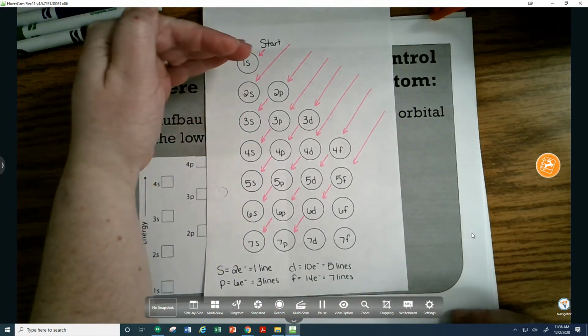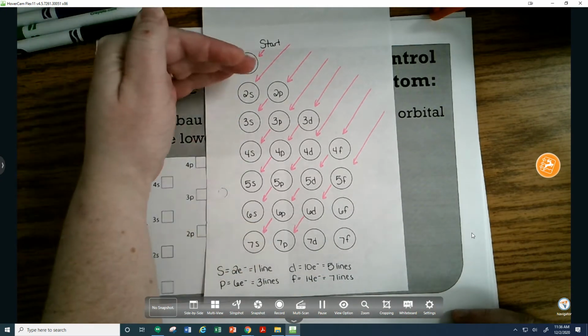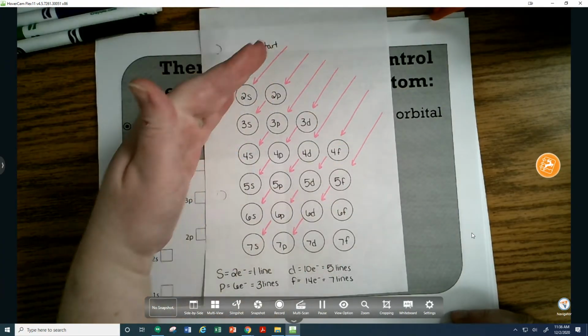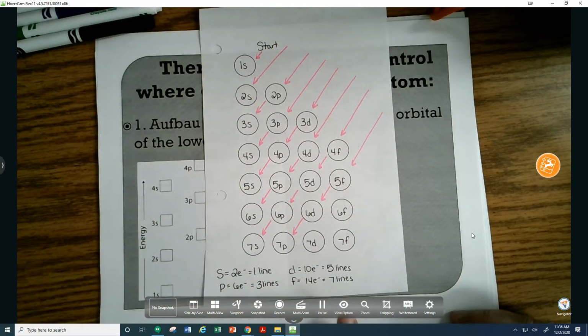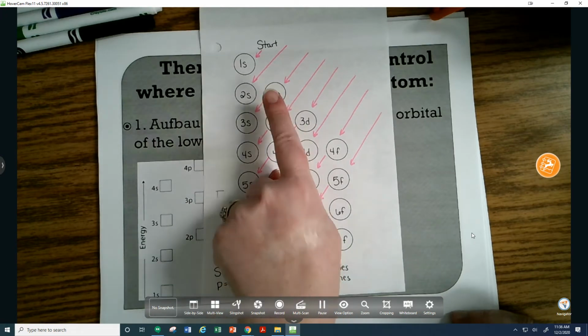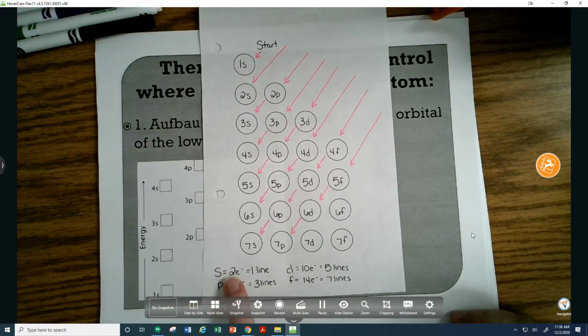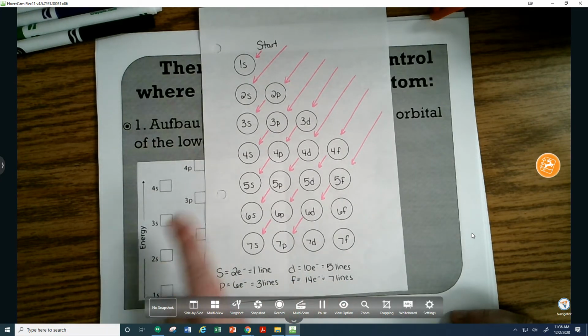But just make sure that you have 1 through 7. Make sure you have this whole column as S, P, D, F, and then just make sure that you have your arrows. Also write this in here, and if you didn't write in the start here at the top, please do that. The S can hold 2 electrons, P can hold 6, D can hold 10, and F can hold 14. Right now, this means nothing to you. We're going to work on it.